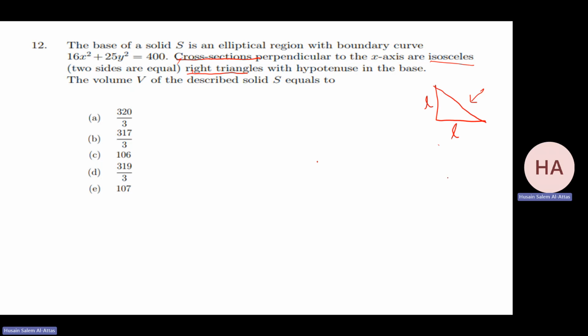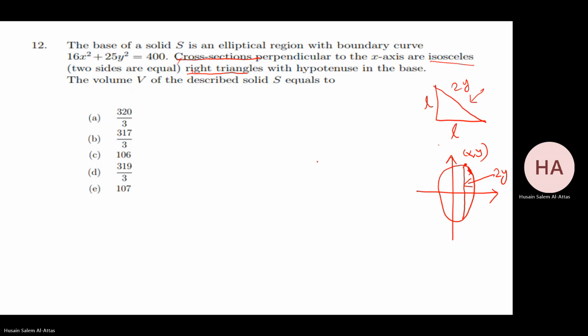So I have an elliptic region. And this point is X and Y. This one, which is the base, will be 2Y. So he said the hypotenuse is in the base, so this is the hypotenuse, and it will be 2Y. Now the rest is just calculation.